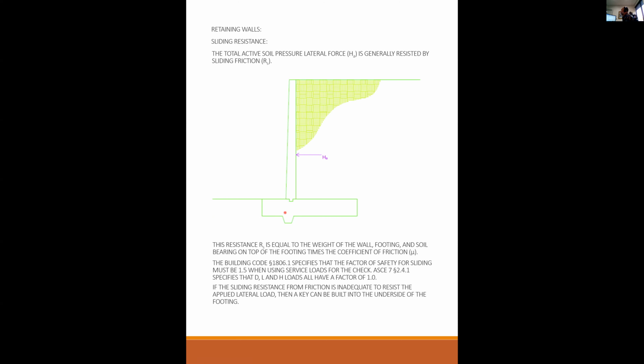And it's not that difficult to dig out a little keyway and leave this undisturbed. And it does help quite a bit. So this is a common solution. And then you calculate the passive pressure against that face there, and you add it to all your sliding friction. And that may be enough to get you to that 1.5 safety factor.